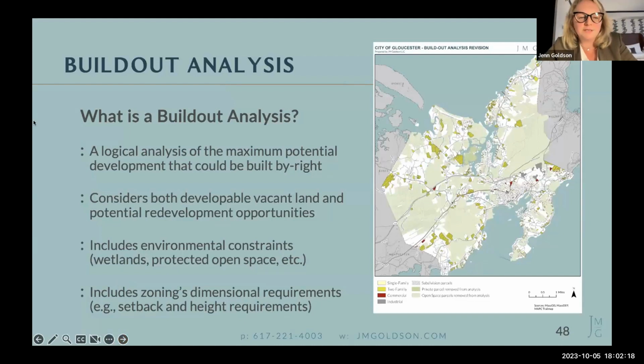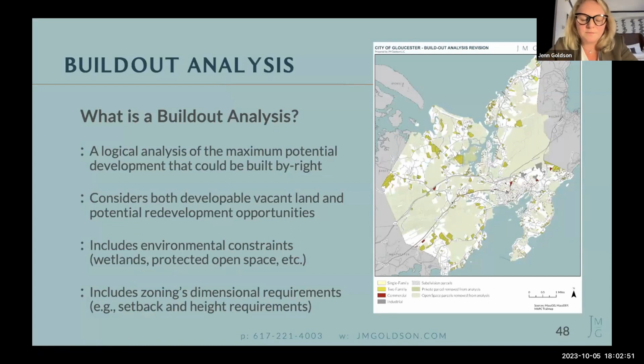But first, I just want to say, what is a build out analysis? This is not a phrase that everybody knows. So a build out analysis is really an academic exercise. I want to make sure nobody is scared by this analysis, because it's a very theoretical exercise. It's looking logically at what is the maximum potential development that could be built by right, so with no special permit, with no variance, just by right, you go in, you get a building permit. How much development could you see under your existing zoning regulations?